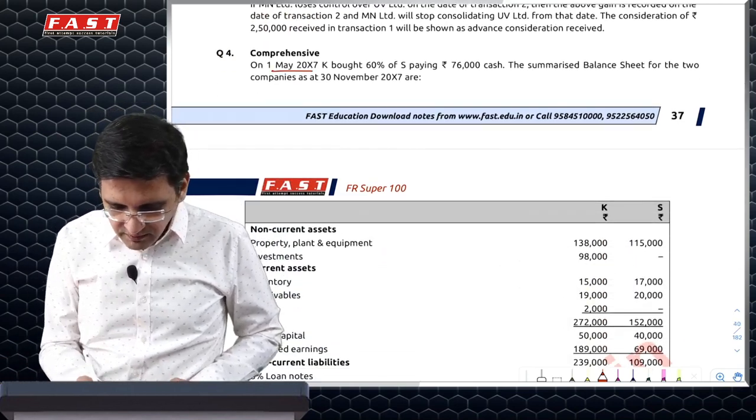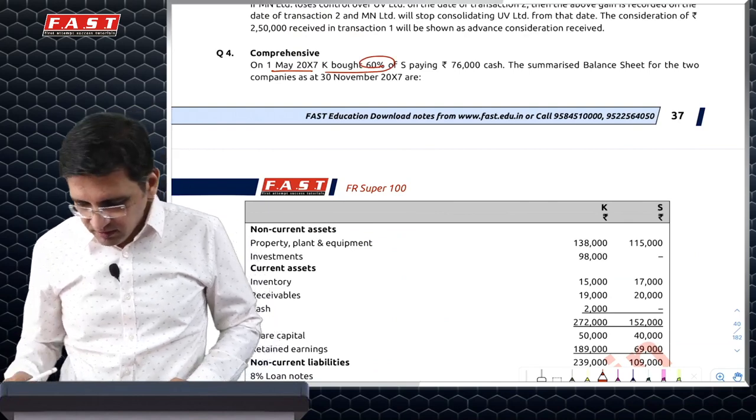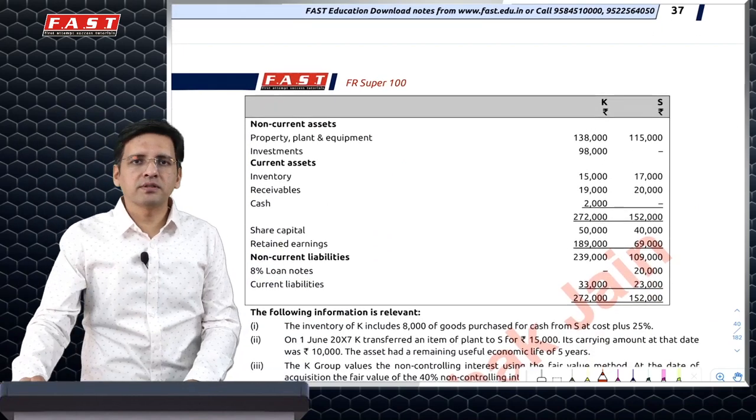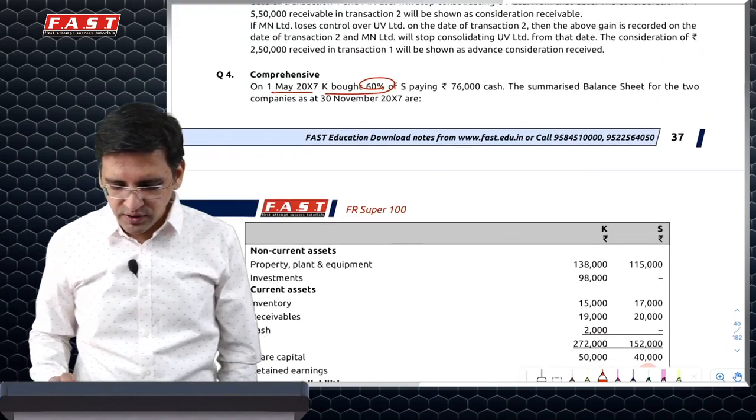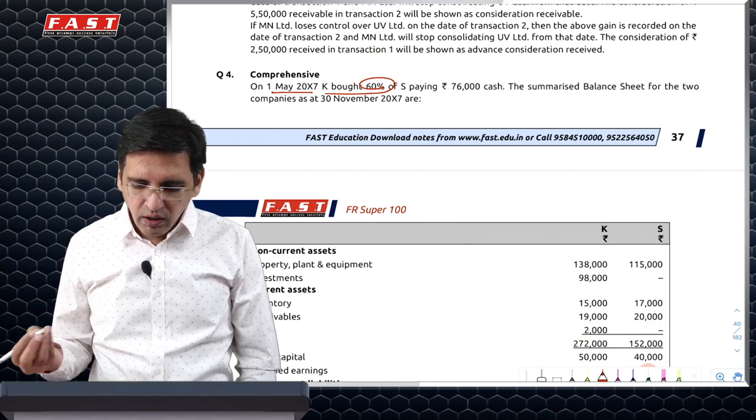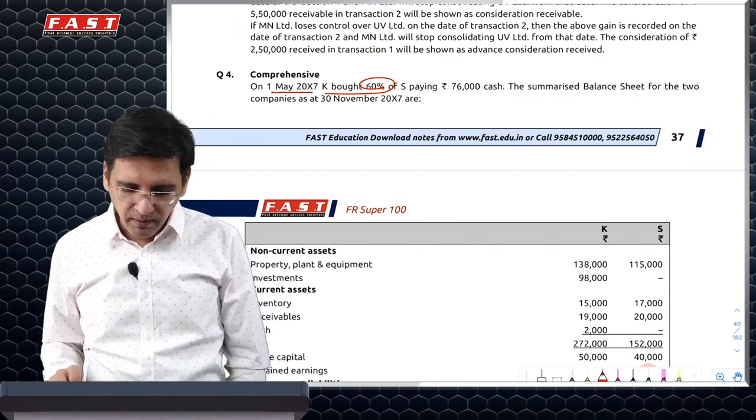Then you have another question wherein you bought 60%. So this is not one of the study material or the RTP MTP question. This is more of a warm-up question which I have given, a good practice question if you want to just do it at the last moment. What all adjustments are there in this question, I'll just hop on that.